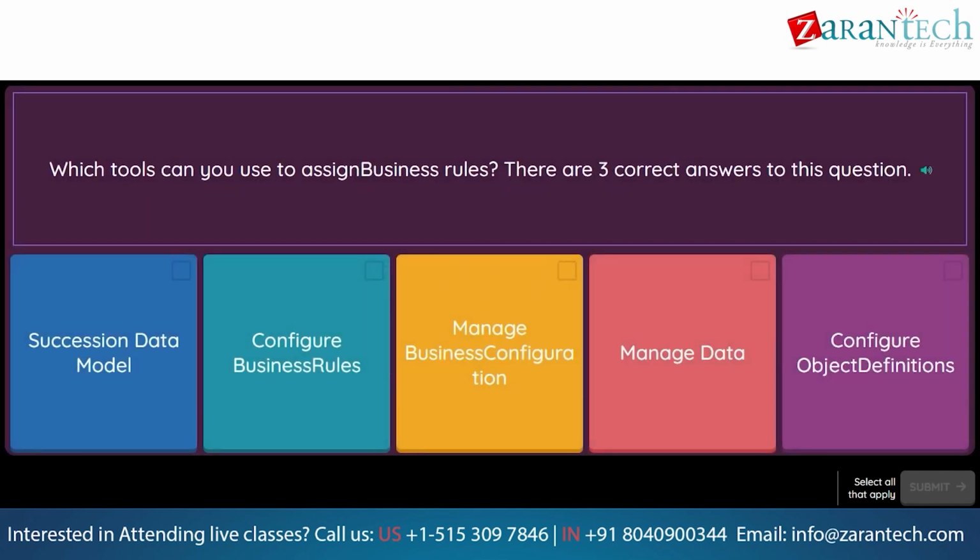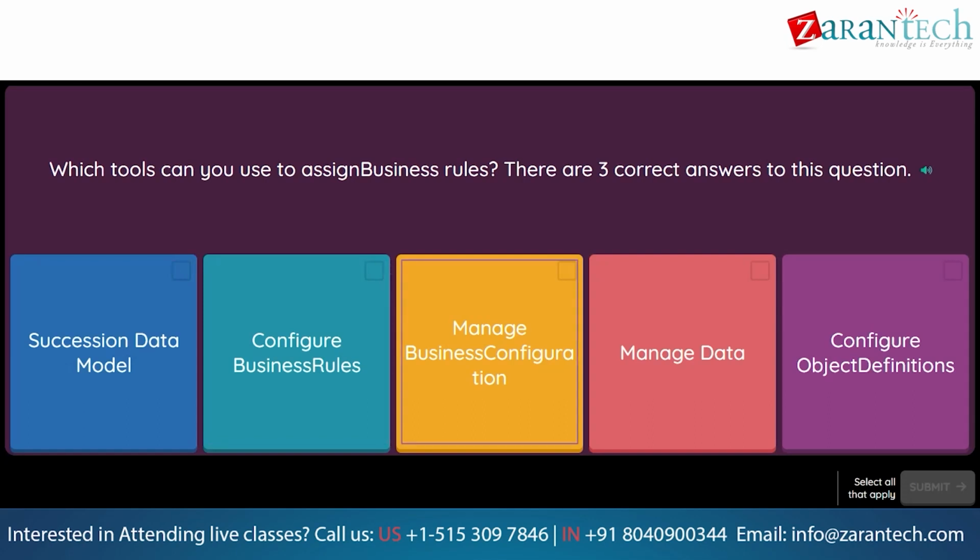Question: Which tools can you use to assign business rules? There are 3 correct answers to this question. Option 1: Succession Data Model. Option 2: Configure Business Rules. Option 3: Manage Business Configuration. Option 4: Manage Data. Option 5: Configure Object Definitions.